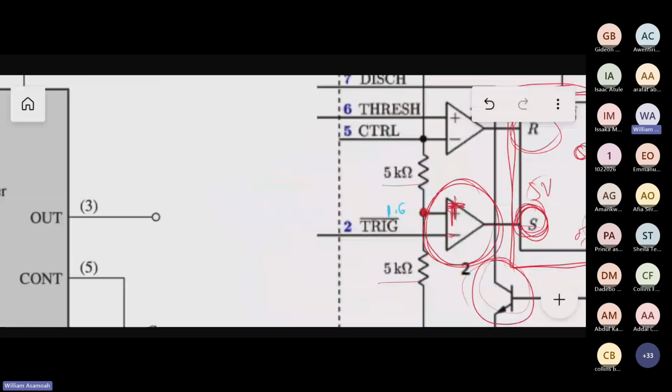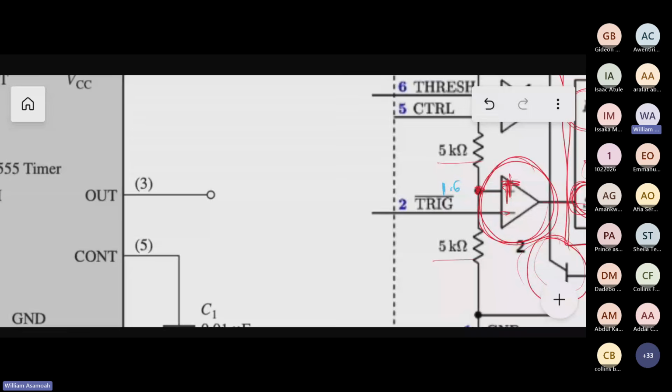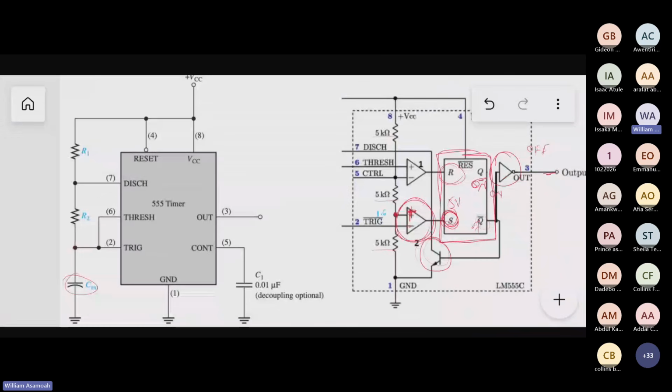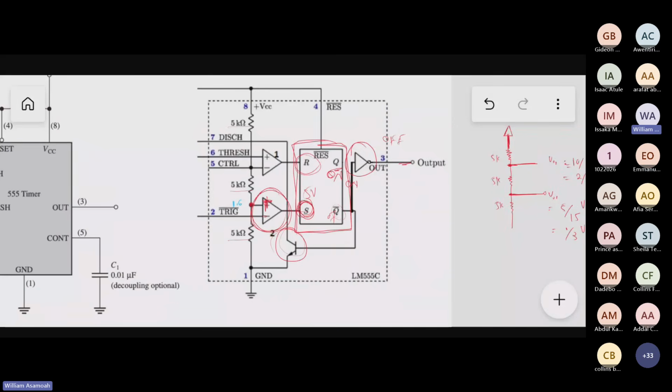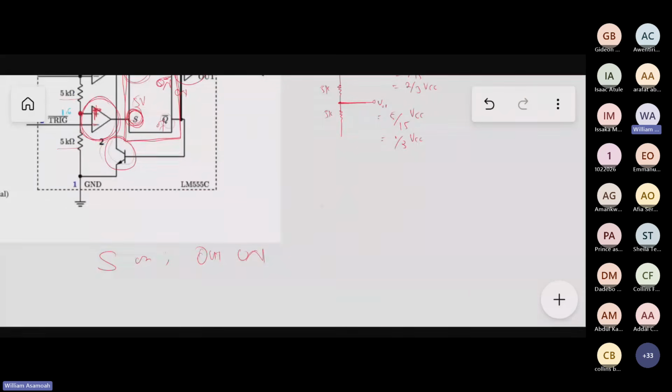As the capacitor charges and gets a little bit above 1.6, the negative input becomes more than the positive input here. So it will turn off. So S will be off, and when S is off, the output will be off. Please, do we understand? So we get something like this. The output will be off, like this.